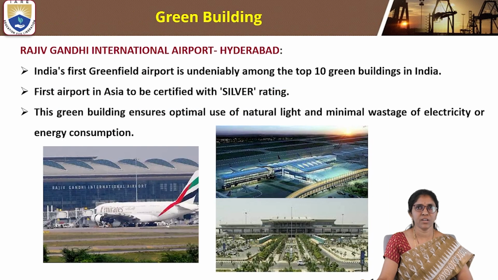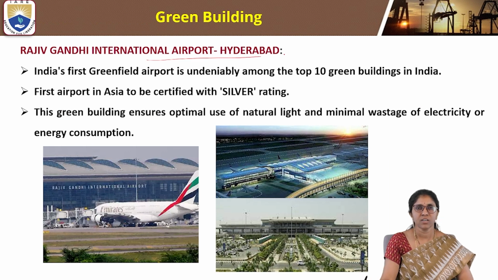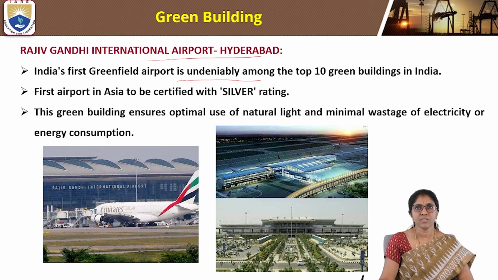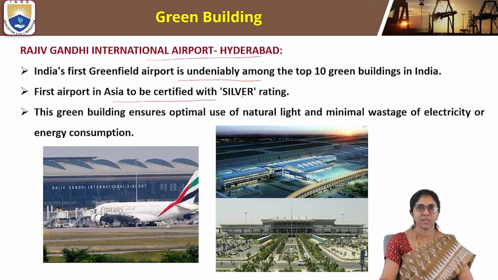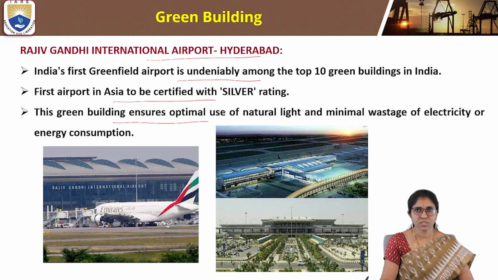Another example of green building is Rajiv Gandhi International Airport, Hyderabad. India's first greenfield airport, it is undeniably among the top green buildings in India. It is the first airport in Asia to be certified with a silver rating. This green building ensures optimal use of natural light and minimal wastage of electricity and energy consumption.